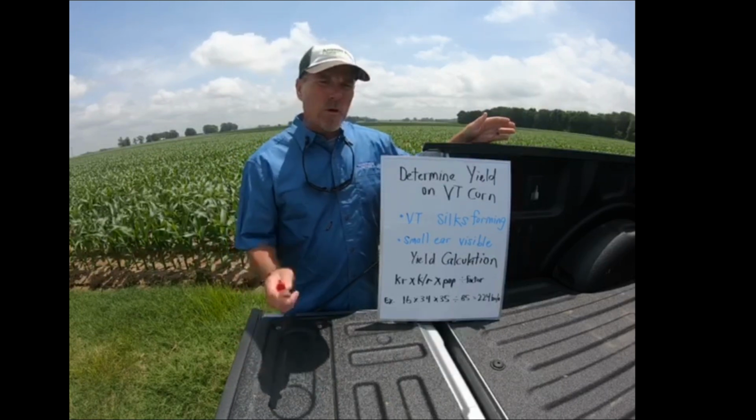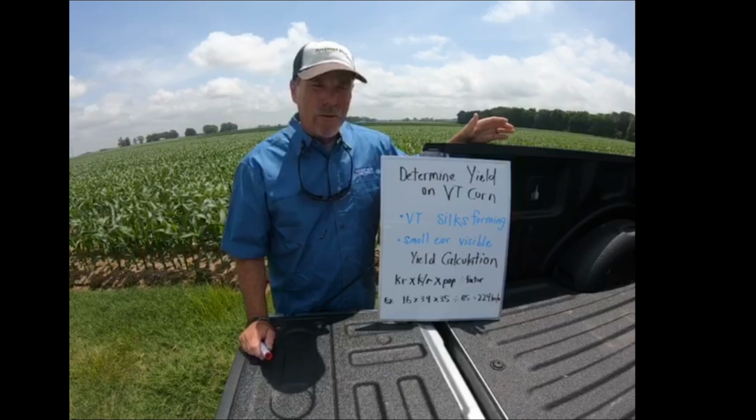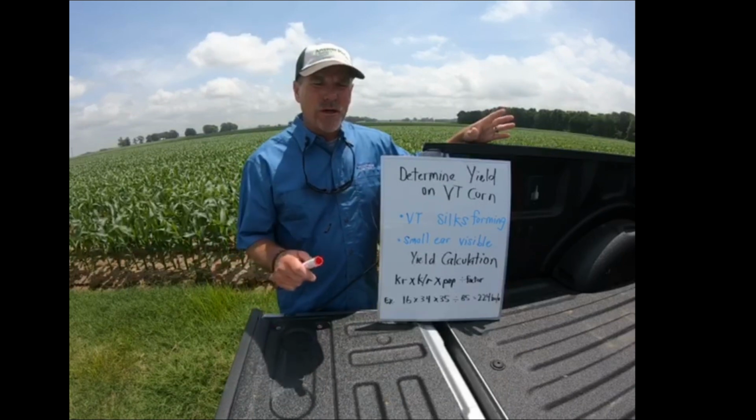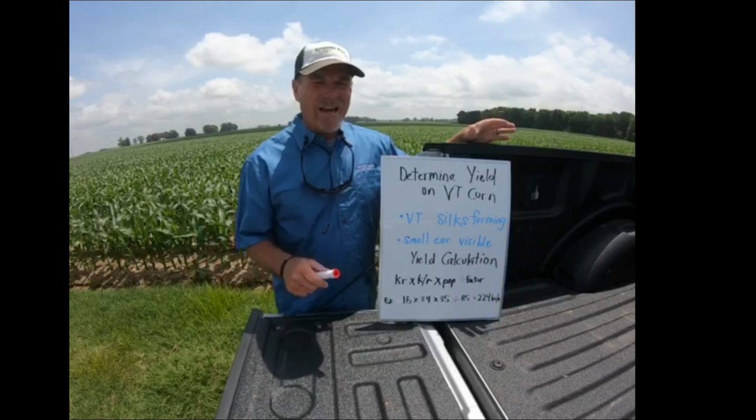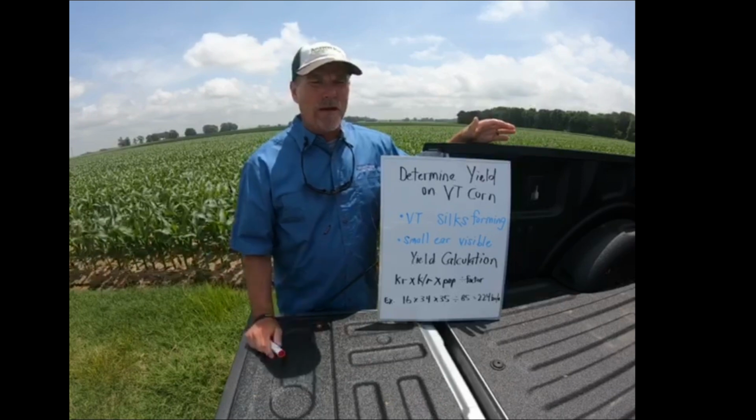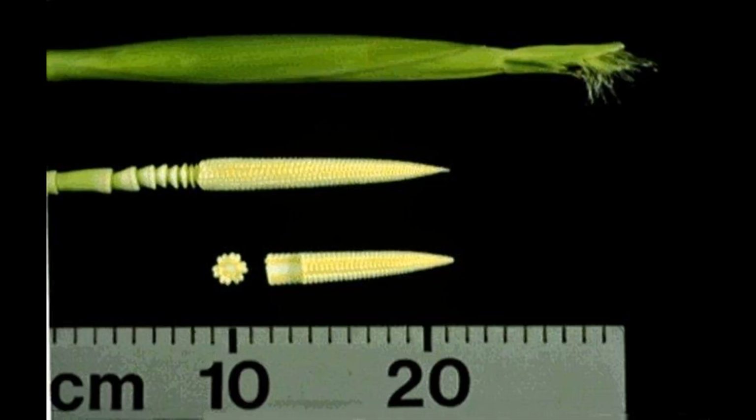Within this video, I'll put a picture of an R1 dissected corn plant ear so you can see what it looks like. It looks like the little corn that you see on the Chinese buffet, but it's real small. An ear at this stage is probably 2.5 inches long.